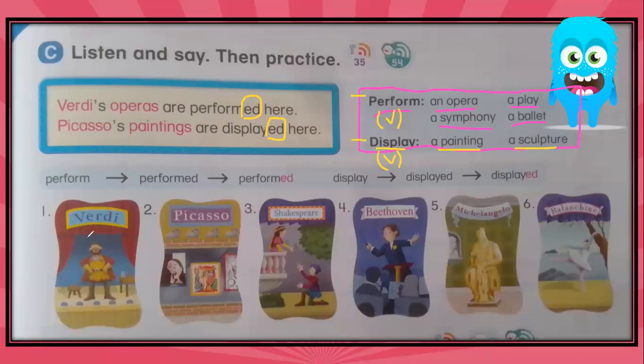So in this case, here we have Verdi's operas are performed here because you will see this man and he is singing. Now, number 2, Picasso's paintings are displayed here. So in this case, you will see many paintings and people are going to go there to see them.